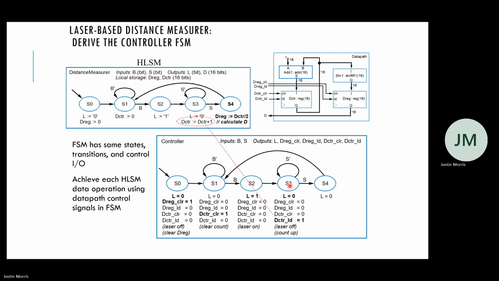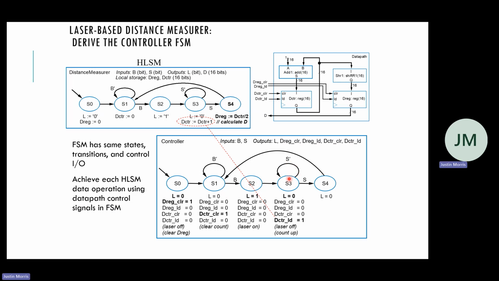So in S3, this is where we're counting, right? We're waiting for the sensor to get the laser come back. Because we want to count, that means we need our counter register to be enabled. So load needs to be 1. Because if load is 0, I'm just going to stay 0. But if load is 1, then I get 0 plus 1 is 1. And then next cycle, I get 1 plus 1 is 2. 2 plus 1 is 3. And we keep going until we get the sensor inputs, right?